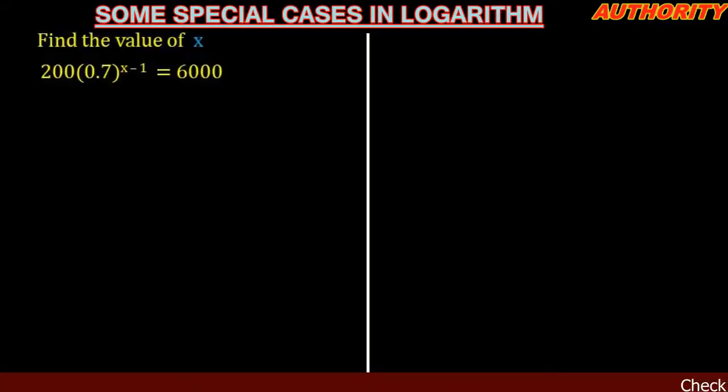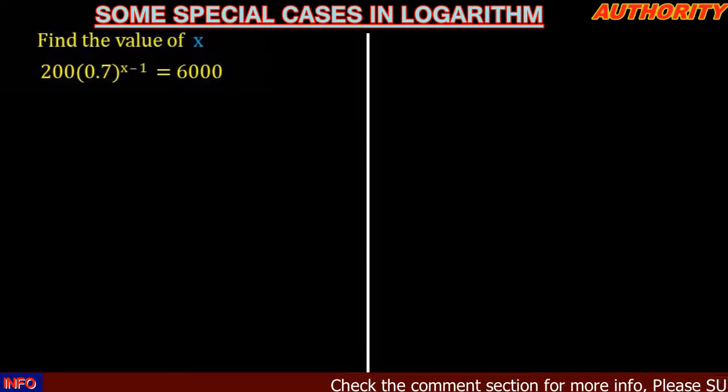Today, let's talk about some special cases in logarithm. Let's take a look at this question. Find the value of x. We have 200(0.7)^(x-1) = 6,000.